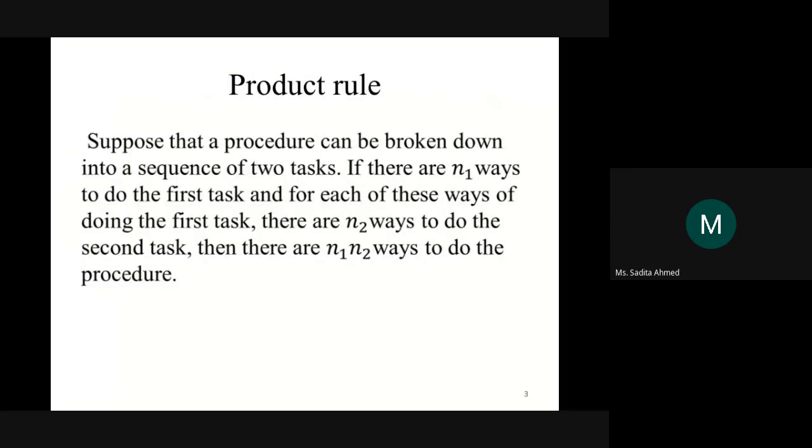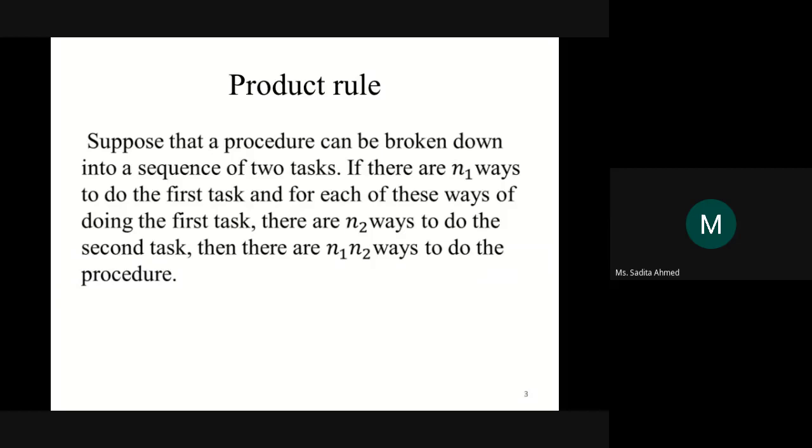When do we apply the product rule? We apply the product rule when there is a procedure that can be broken down into a set of tasks. And there are a number of ways to perform each of these tasks. And for each of the ways to perform, let's say, the first task, there are a number of ways to perform the second task, and for each of the ways to perform the second task, there are a number of ways to perform the third task, and so on. If you have a scenario like that, there you apply the product rule. And how do you do that? How do you apply the product rule?